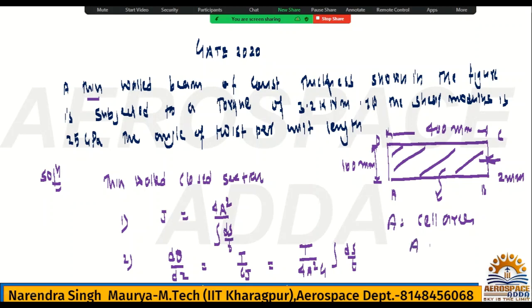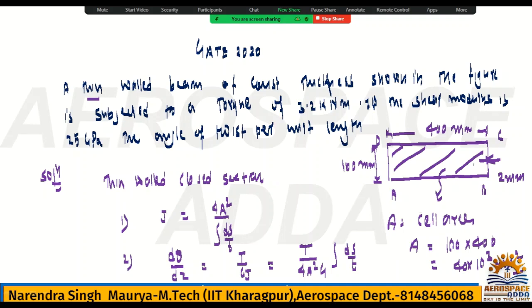So what is the area? Cell area is nothing but 100 into 400. So it is nothing but 40 into 10 to the power 3 mm square. See here, it is already considered an approximation.